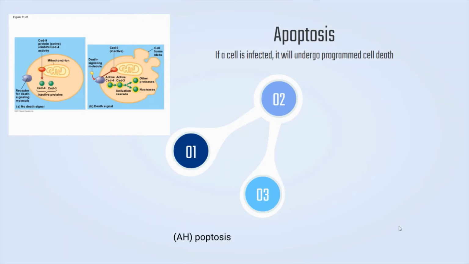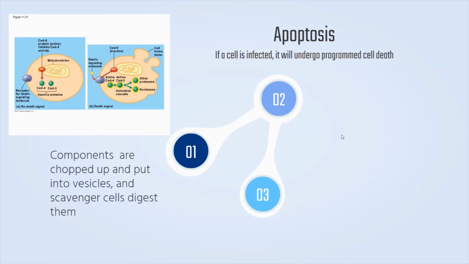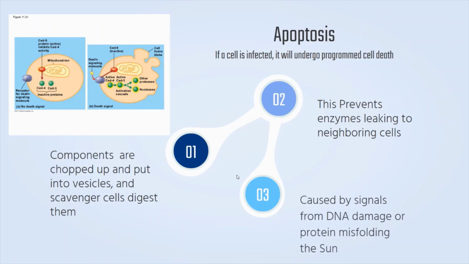Apoptosis is programmed cell death. So if a cell is infected, it will undergo apoptosis. And what happens in apoptosis is the components of a cell are chopped up and put into vesicles, and cells called scavenger cells will be able to digest them. This will prevent enzymes from leaking into the neighboring cells to prevent further infection. And apoptosis is caused by signals from DNA damage or protein misfolding.